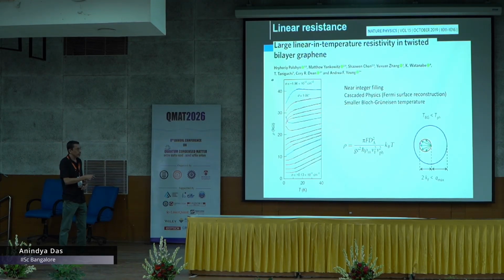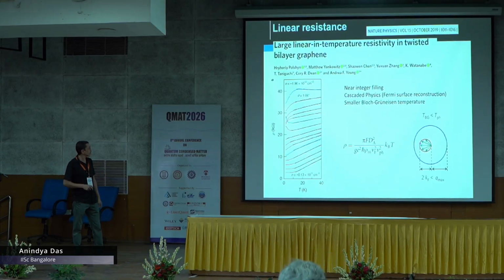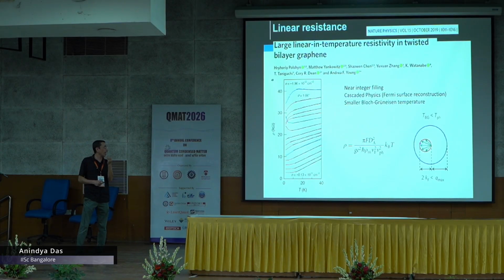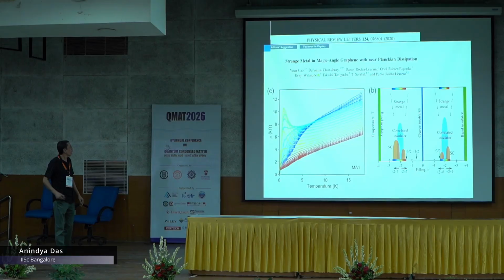But it turns out that in this system, because of the interaction, the Fermi surfaces are malleable, and an interaction-driven phase transition happens, which is called cascaded phase transitions. As a result, there are tiny Fermi surfaces, and you can have a Bloch-Grüneisen temperature, and one can have the linear resistance. However, these temperature scales are of the order of a few Kelvin. So this is the first experiment in this field, followed by this experiment at even much lower temperature.